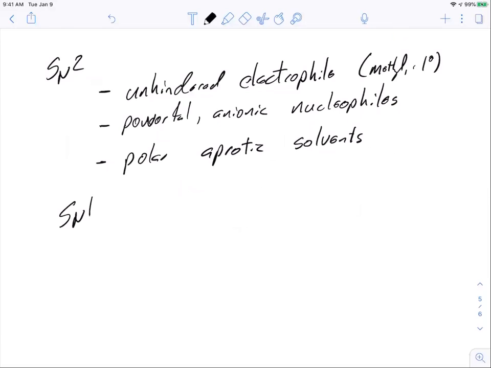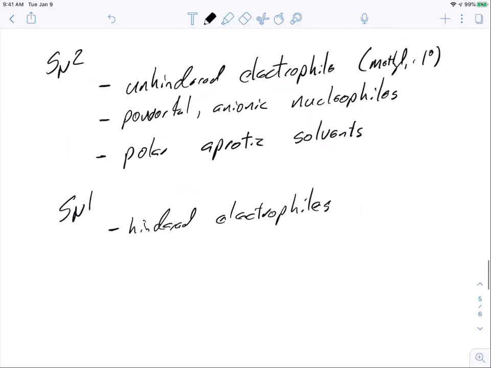For SN1, need hindered electrophiles. Now, do hindered electrophiles speed up an SN1 reaction? No, they slow down an SN2 reaction, right?